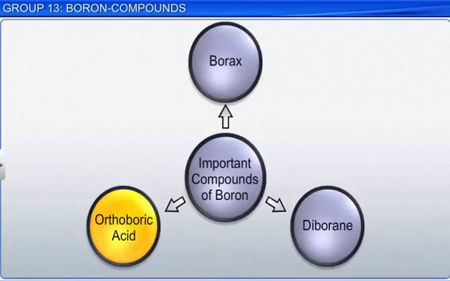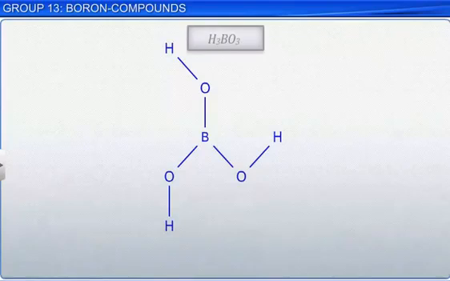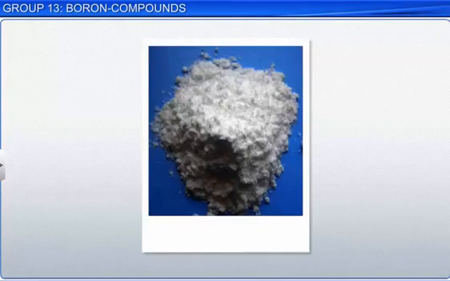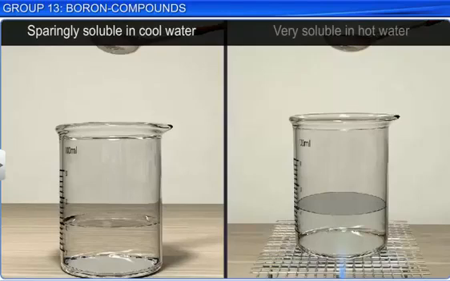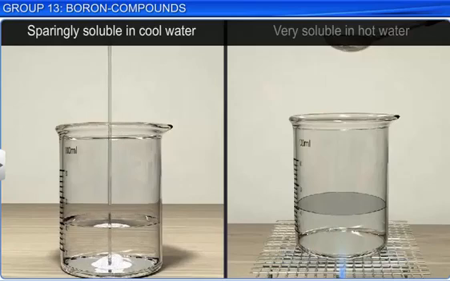Orthoboric acid is another important compound of boron. Its chemical formula is H3BO3. It is also a white, crystalline solid. Orthoboric acid is only sparingly soluble in cool water, but highly soluble in hot water.